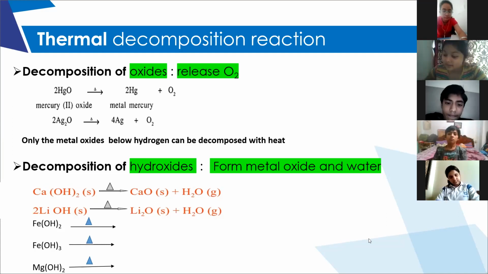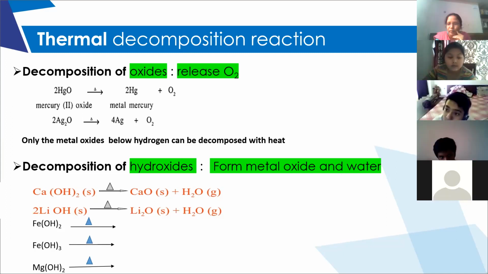Fe2O3 plus H2O. Very good. Fe2O3 plus H2O. Yes. Right? Third one. But on the reactant side, Fe is just 1.